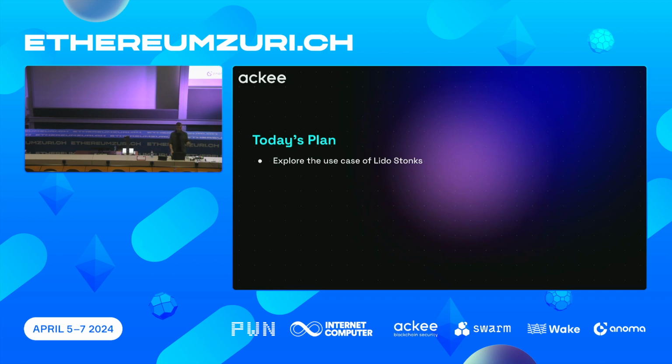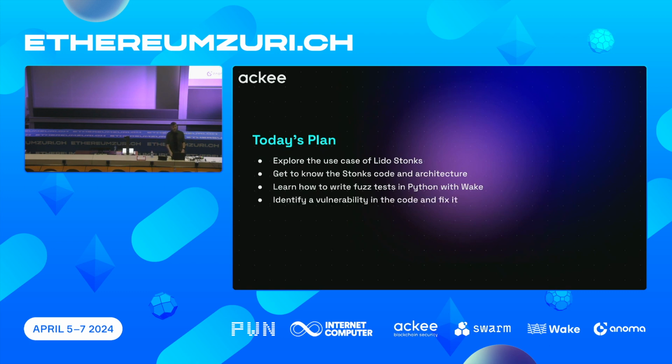We'll explore the use case and what went wrong. We'll understand how the code works and what the architecture of Lido Stonks is. Next, we will write some fuzz tests in Python. If you want to follow along, no problem. I will show everything, and I'm not going to be fast, so you'll manage. Next, we will identify a vulnerability in the code. Of course, we'll fix it, and we'll show how fuzzing helps. And of course, you will be able to enjoy the rest of your day after this talk.